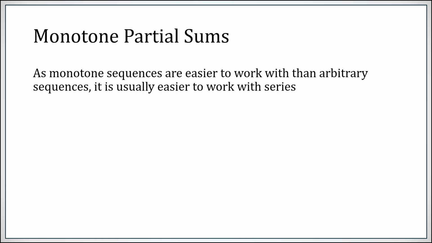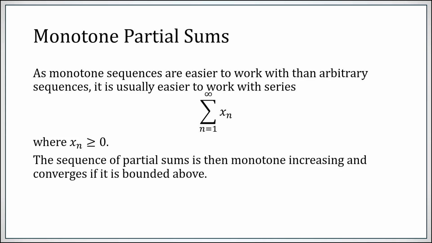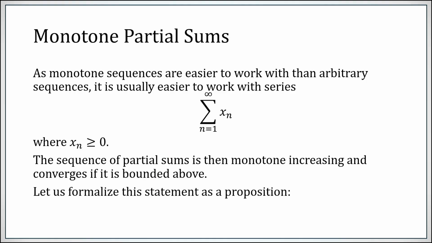Monotone sequences we've seen are a little easier to work with and a little easier to prove results about. So it's often easier to work with series xn where every xn is bigger than or equal to 0. In this case, the partial sums, by adding up xn's, can only get bigger. The partial sums are monotone increasing. Therefore, the question of convergence of partial sums, because the partial sums are now monotone, boils down to, are the partial sums bounded? And specifically, when xn is non-negative and the partial sums are increasing, we only need to know that they are bounded above. So let's formalize this statement in a proposition.